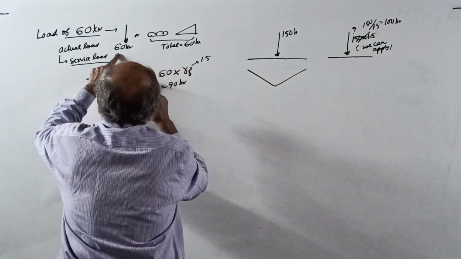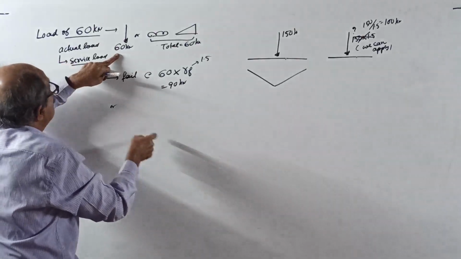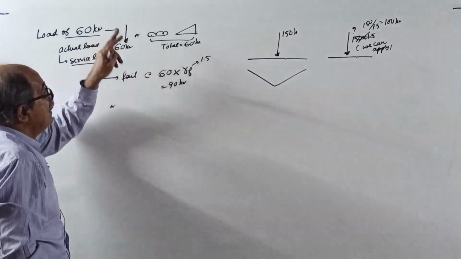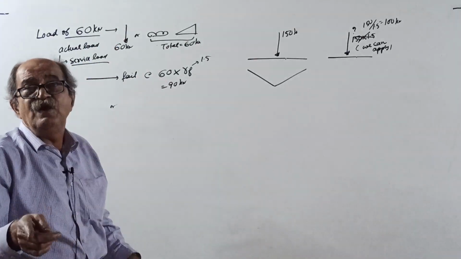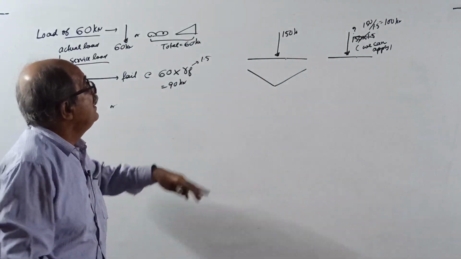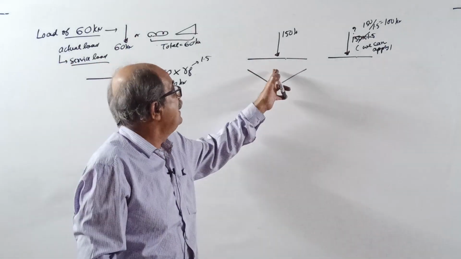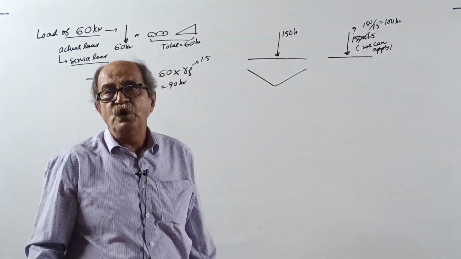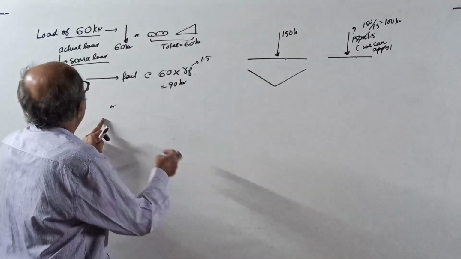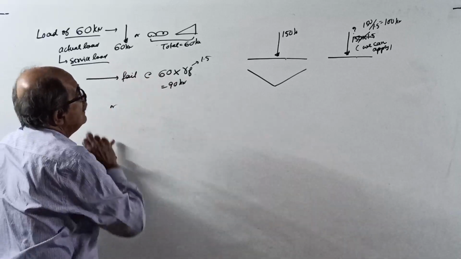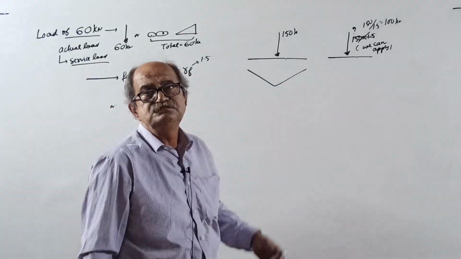See, if you know that the actual load is 60, let the member fail or collapse at 90. If you know that the member is failing at 150, for safety apply only 100. So here we multiply, there we divide.